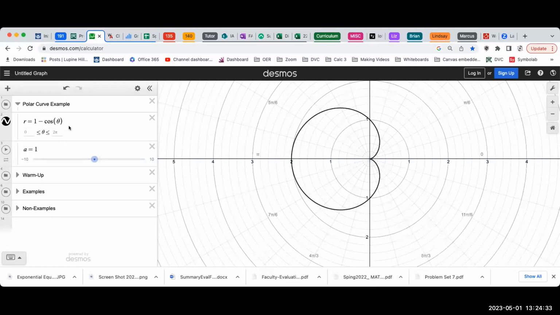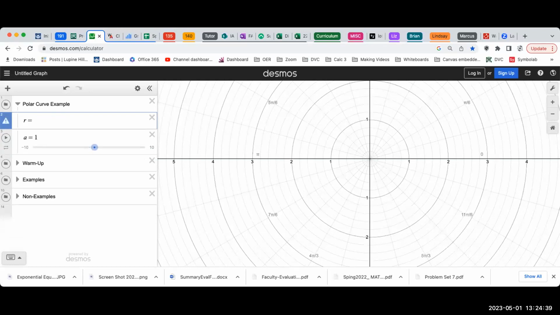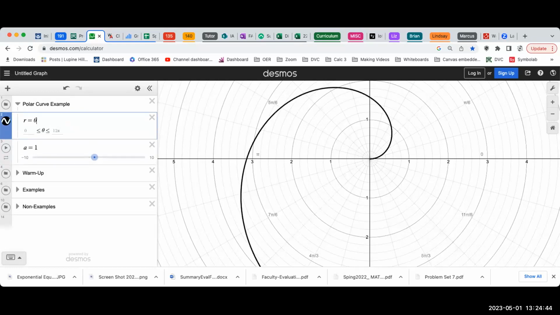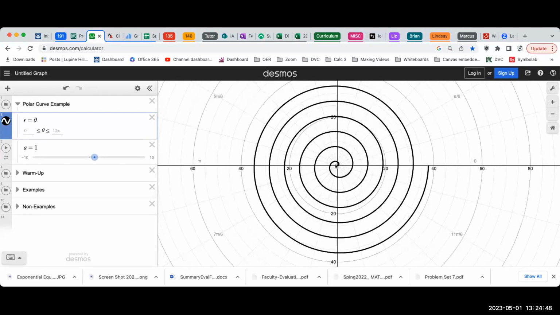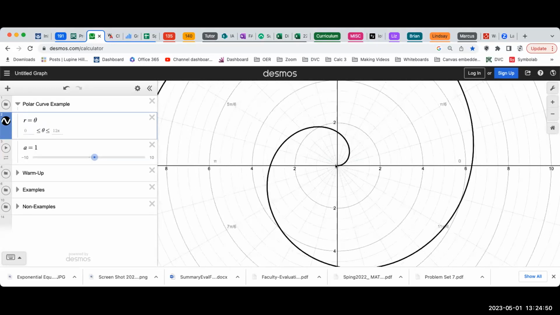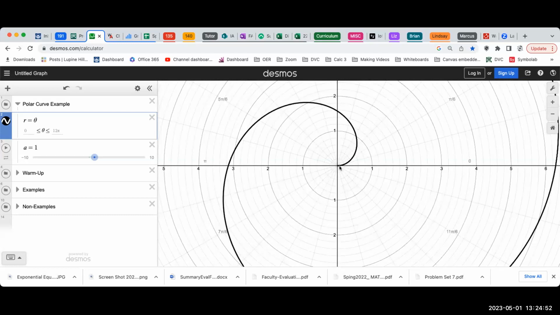Oh, the bonus one? Any ideas? Anybody kind of have an idea? Basically, the length of R is the value of the radian that you rotate. So the bigger the angle of radian that you're rotating, the bigger R is going to get. Okay, yeah.